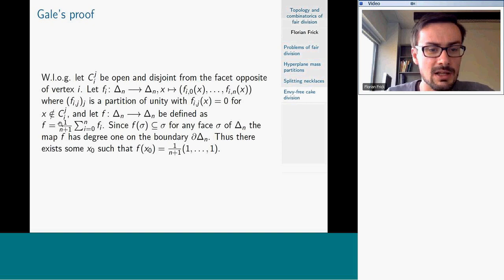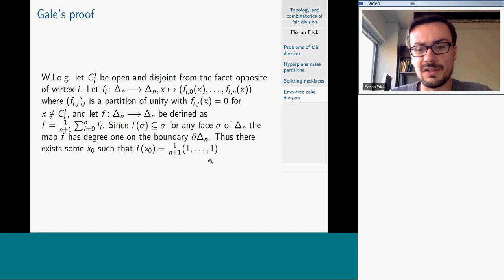Each value of those, and the KKM condition tells you that each face is mapped into itself, so it's mapped onto the body. It's homotopic to the identity, and if it's homotopic to the identity, this map has degree 1, thus it hits the barycenter.